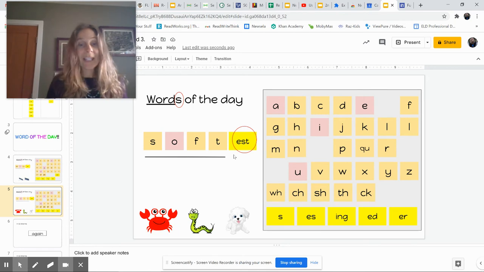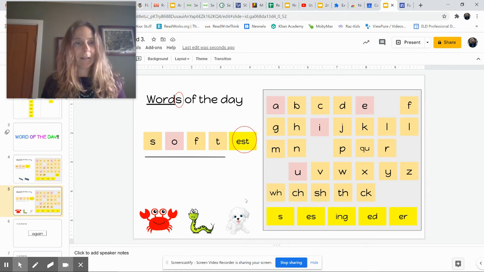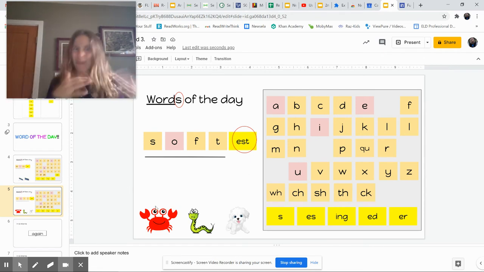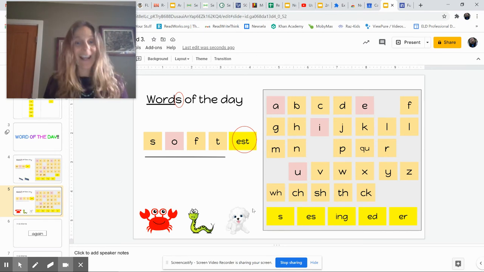And remember, we use the est suffix when we're comparing more than two things. So I have down here a crab, a snake, and a puppy. Which one is the softest? The crab? No, those are so hard. They have that hard shell. A snake? Not really soft. Or this cute little puppy. The puppy is the softest animal on our page. He is the softest. So when we compare more than two things, we use the suffix est.